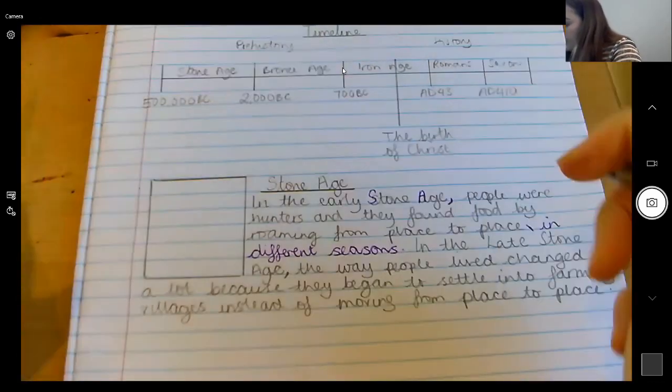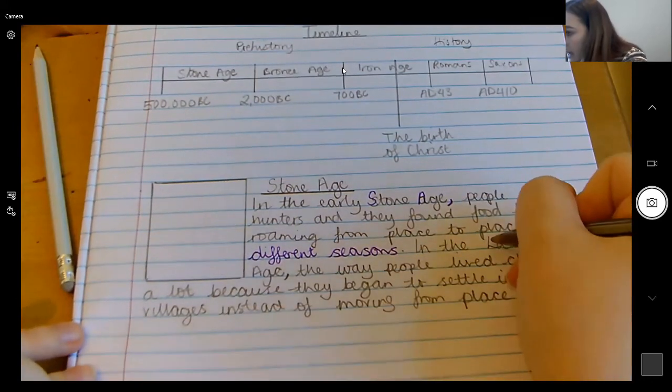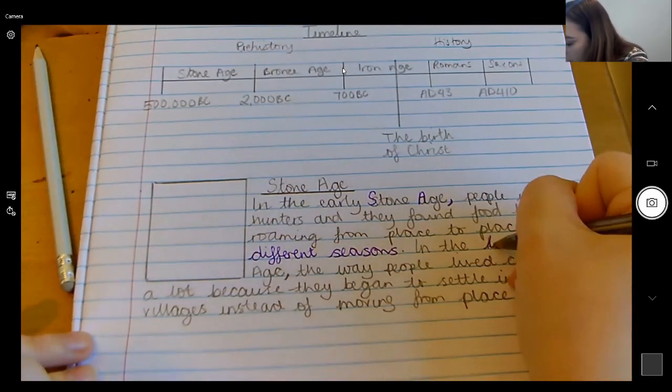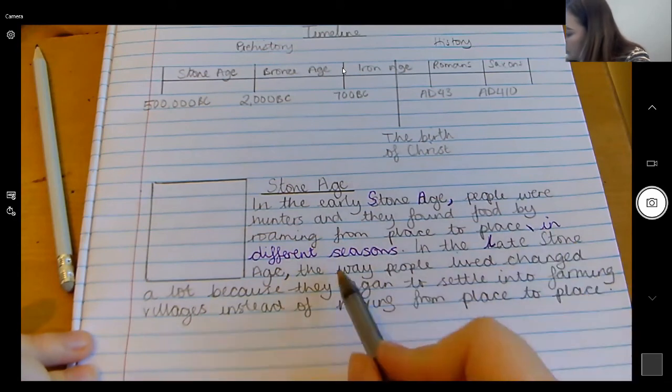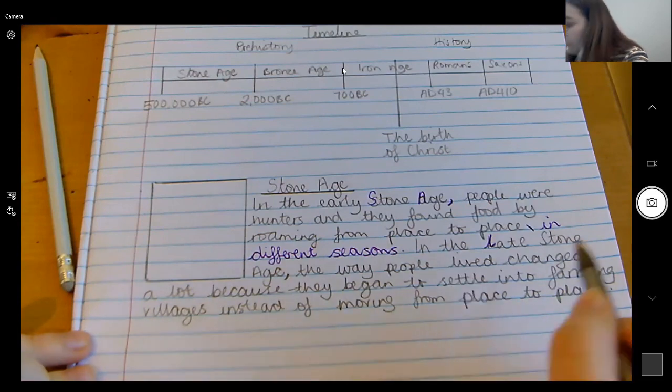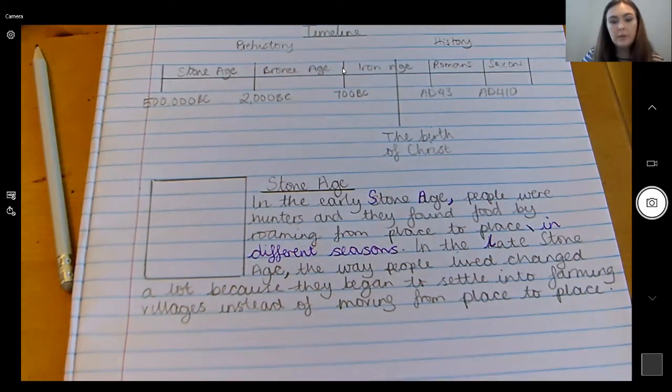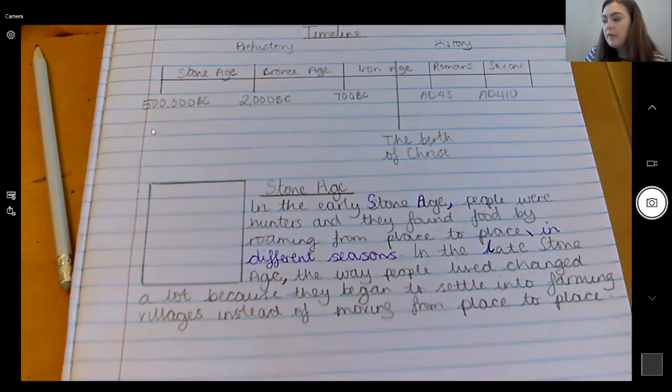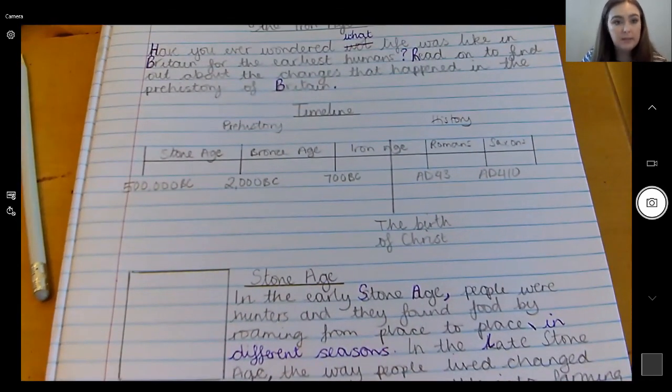Okay, let's check that. In the, oh, I don't need a capital L there, so let's go over and make it a lowercase. In the late Stone Age, the way people lived changed a lot because they began to settle into farming villages instead of moving from place to place. Okay, so that is part of the text map written out for you.